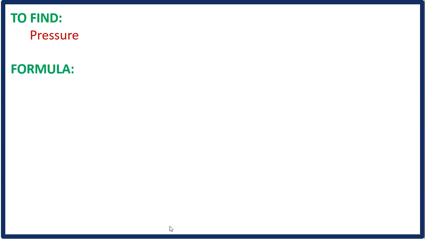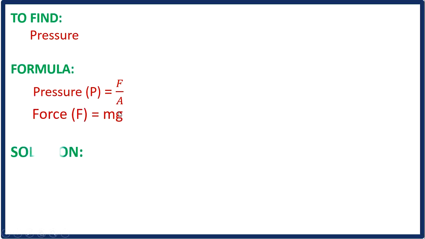What is the formula for pressure? Pressure P is equal to F by A, that is force by area, thrust by area of contact. First we have to find out the value for force. The force value is not given in the question, so first we have to find out the value for force. So force F is equal to mg.